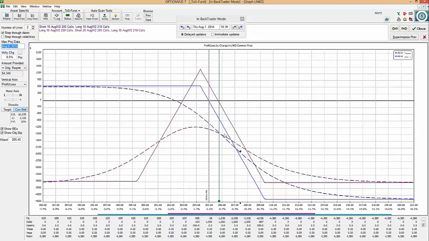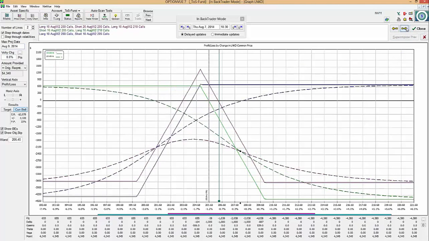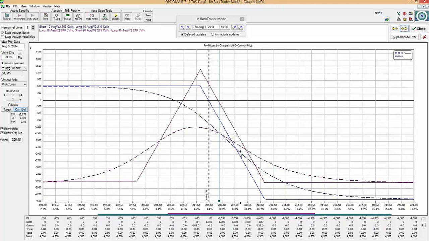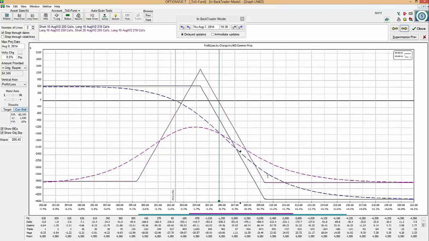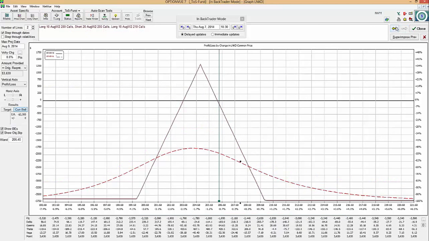So here, notice that the slope of my loss by putting on the butterfly is less dramatic. The vega is less dramatic. So now I'm only losing 2,500, 2,800 instead of that steep slide of losing 3,000, 3,400. So I've slowed down my loss, and effectively the new trade that I put on looks like this.